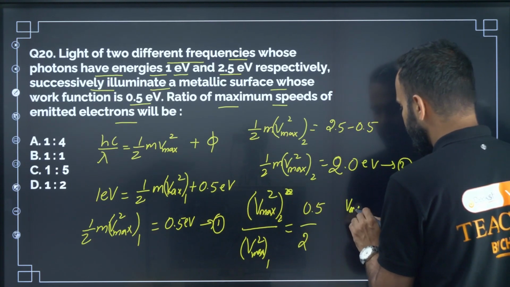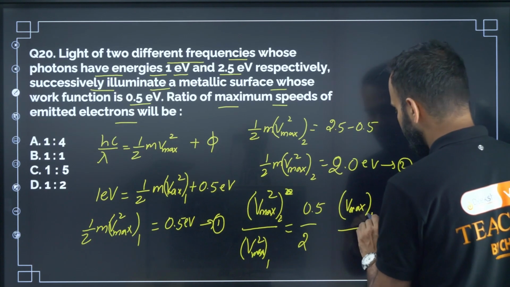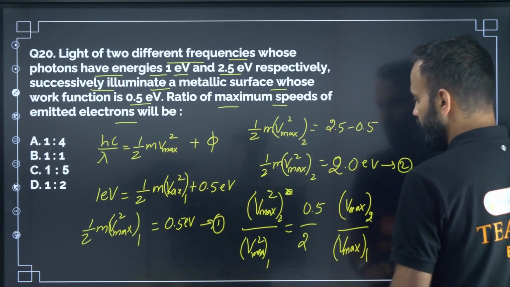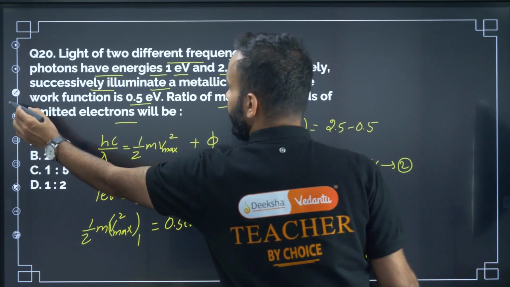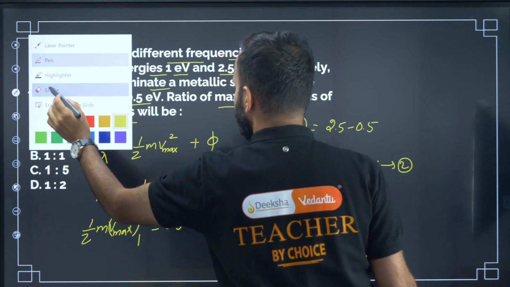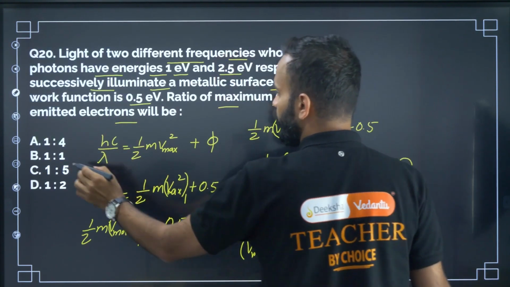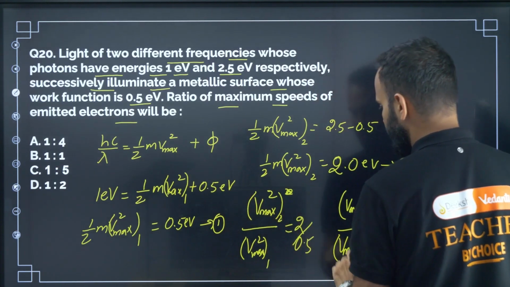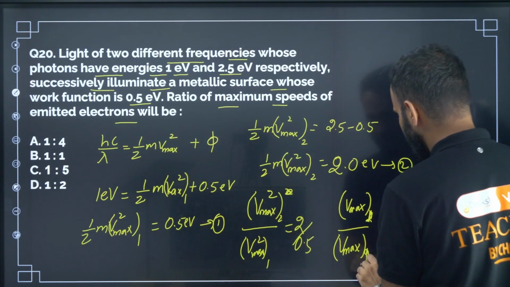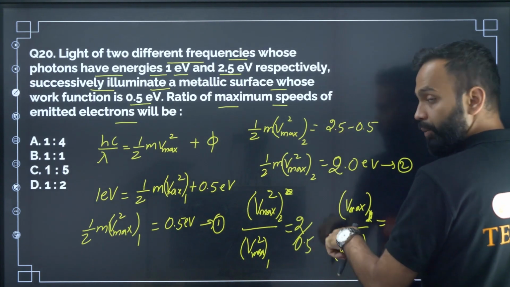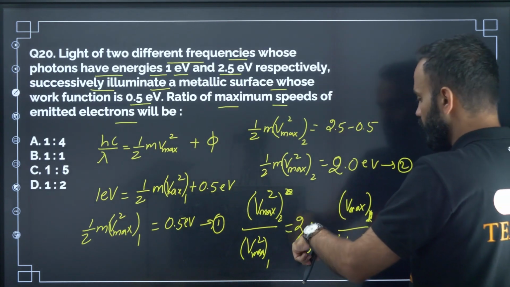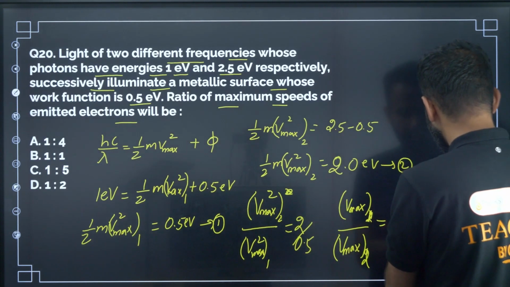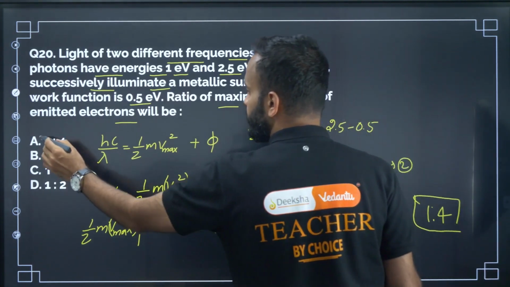Now v max 2 divided by v max 1, sorry, this will be 2 by 0.5, 2 divided by 0.5. So now v max 1 by v max 2 equals 1 by 4, right? 2 by 0.5 is 4, so v max 1 by v max 2 is 1 by 4. So the ratio will be 1:4. So the correct option is A.